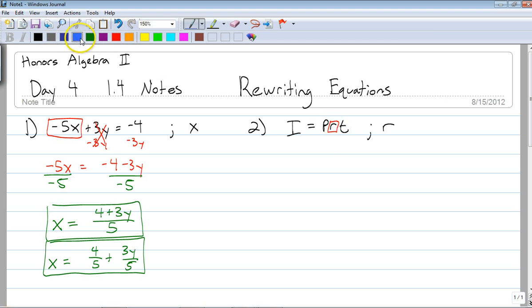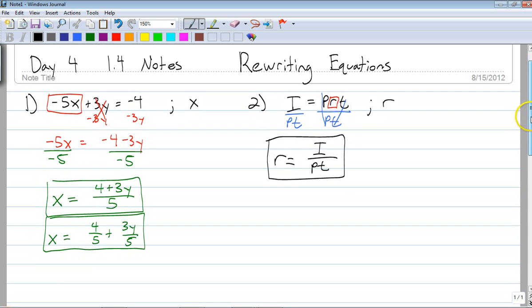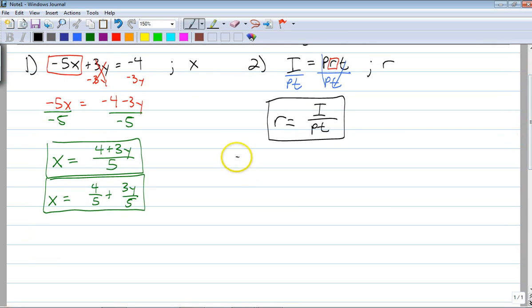So I can divide both sides by PT. If I divide this side by PT, these go away, and I'm left with R, which is equal to I over PT. And that's it. So all we're doing is manipulating. A very common one that you will see, let's do number 3 right here.